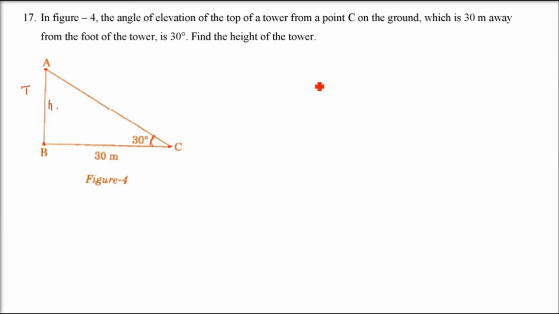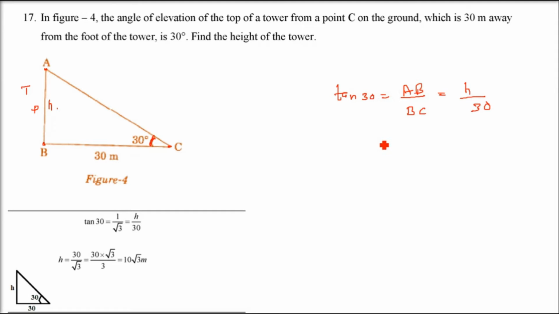So we'll use trigonometry, and we'll use tan. Tan theta is perpendicular by base. Tan 30 equals AB, the perpendicular, by BC. BC is 30. AB we don't know, BC we know, it's 30. And tan 30 we also know, it's 1 by root 3. So H will be 30 by root 3.